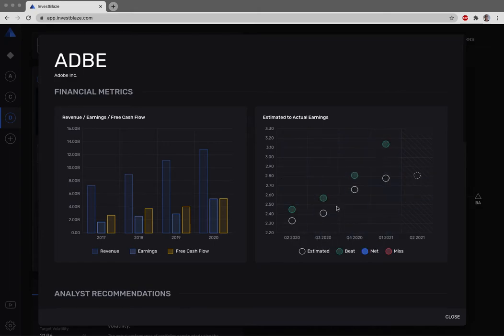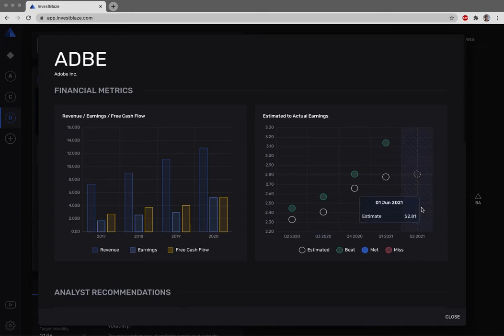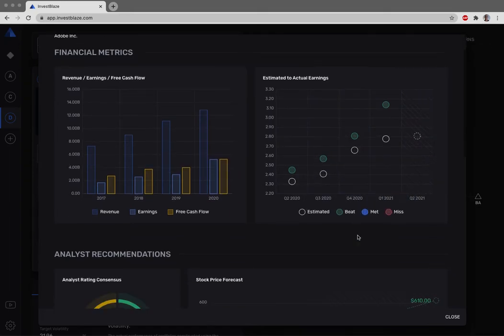These are all green, and you can see the clear or white circles are the projected or estimated, and you like to see those going up as well. So all green, meaning we're beating the estimates on a regular basis and the estimates are improving, is the ideal chart. And so you're pretty much looking at ideal charts here in both these cases.